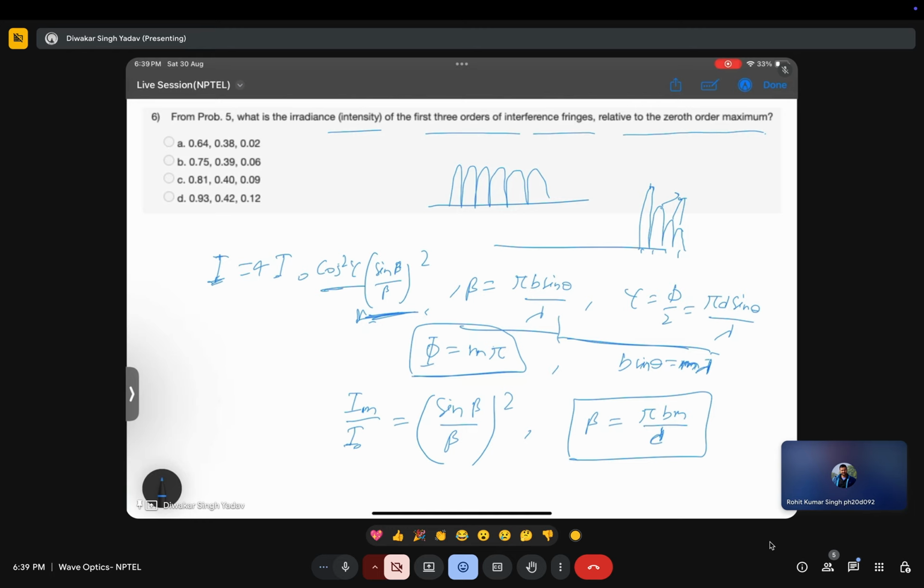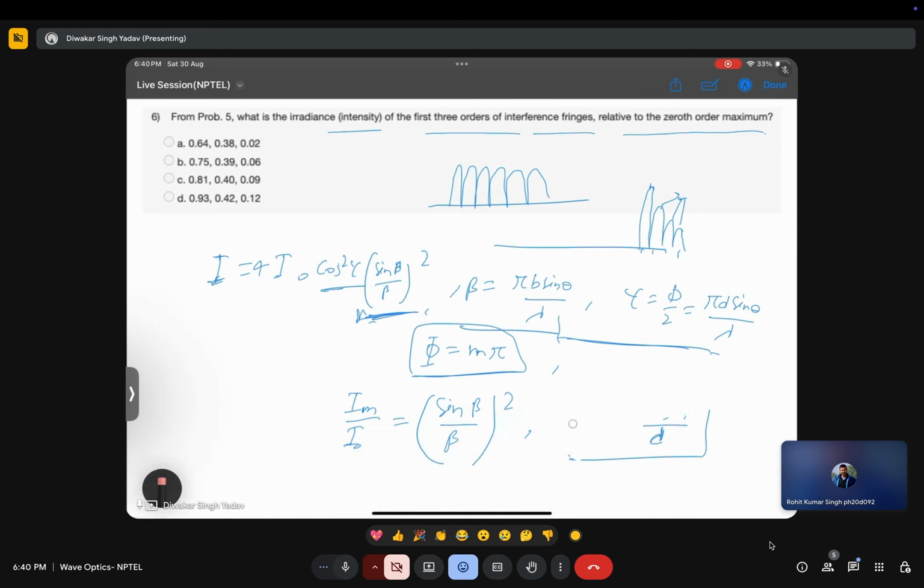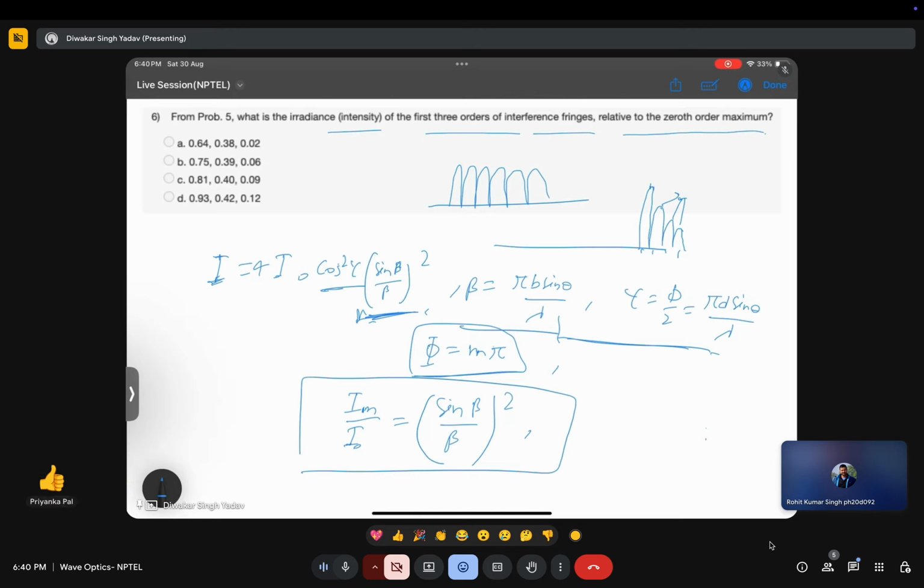I see. Okay, okay, yeah, yeah. So, okay, so till here it's fine, right? Till here it's fine, right? Now what are the values of beta for these interference maximas, right? So that we have to find.